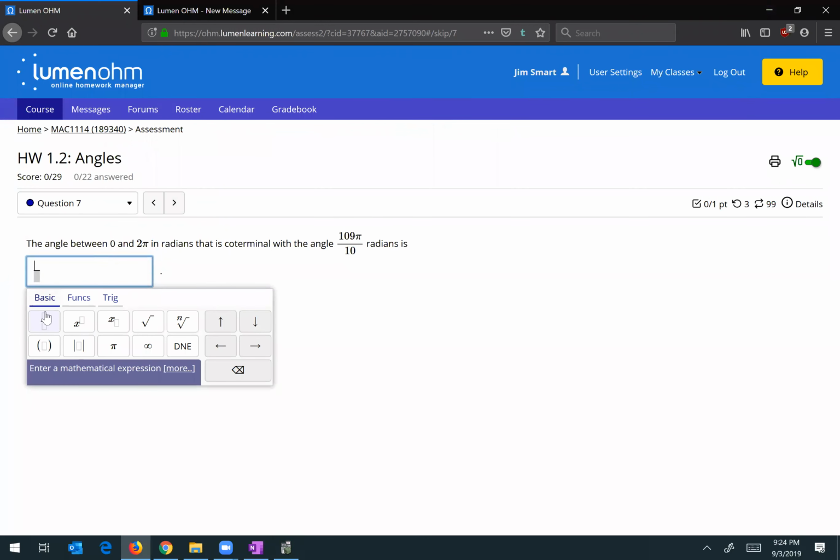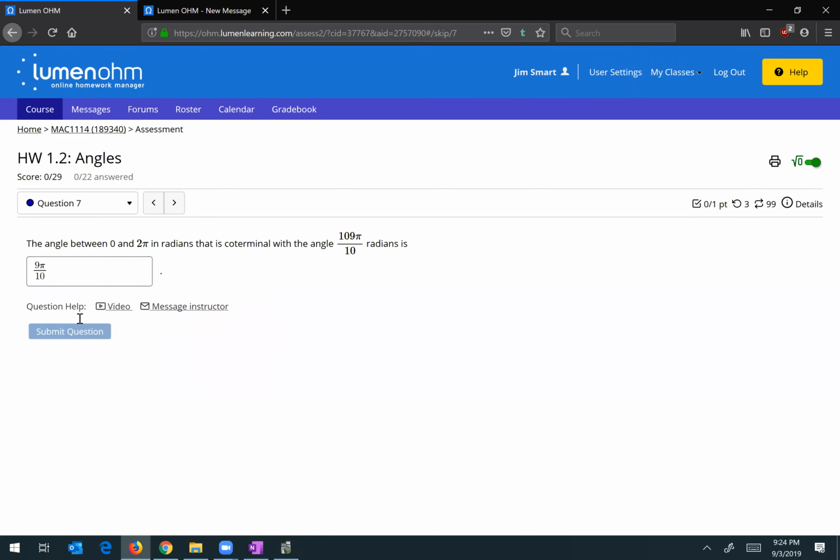Do my fraction, 9. You can actually put the pi next to the fraction or in the numerator. To get that pi, just type pi, or you can click the button. And then 10, click out of the box, and submit.